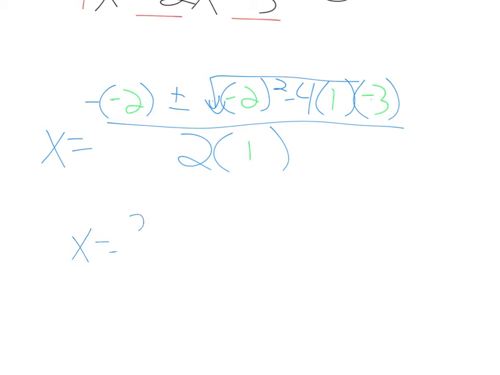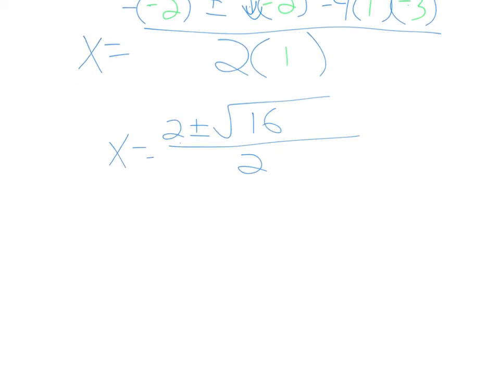Negative 2 up top is just a plain old 2. Down below, 2 times 1 is plain old 2. Underneath the radical, 2 squared, or sorry, negative 2 squared is a positive 4 minus a negative 12 right there. So 4 plus 12 is what I'm seeing. 4 plus 12, well, that is 16.